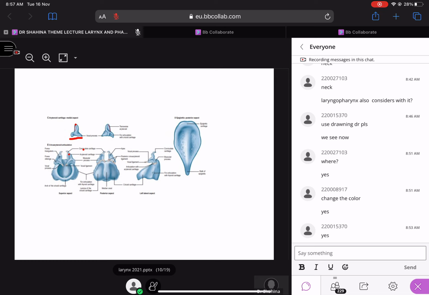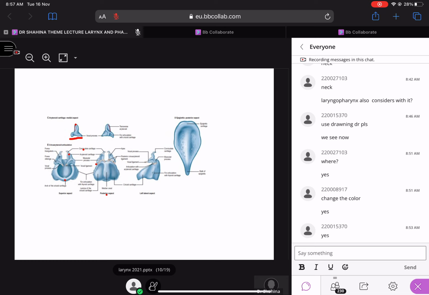Now at the base, see, this is the base part. So now here you can see very clearly this point. I stretch it a little down. Now here you can see, this is the arch, means this is the anterior side, and this is the posterior aspect.